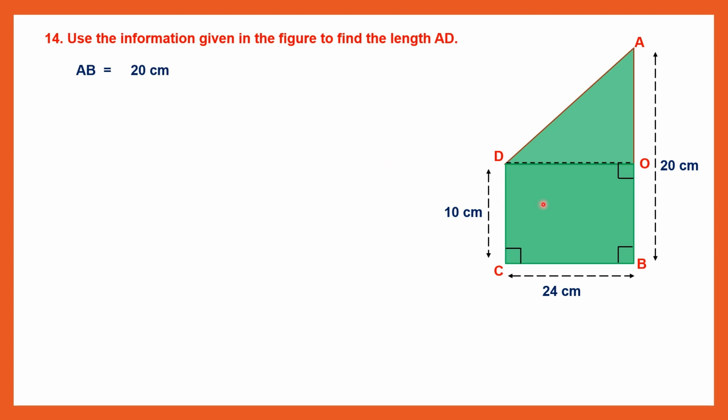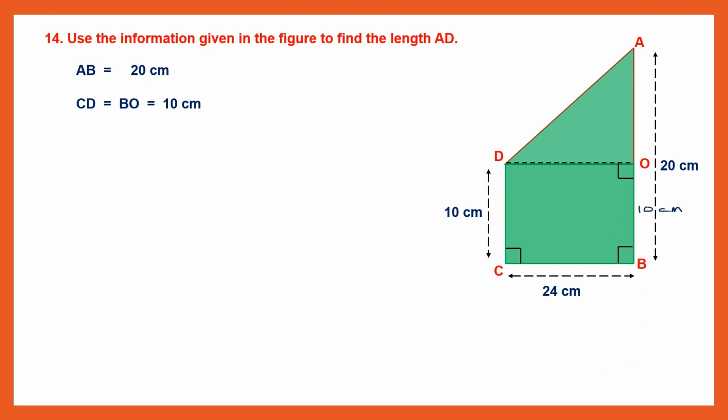Now AB is 20 centimeters. It's given, isn't it? AB is 20 centimeters. Now CD, can you see? CD is equal to OB or BO, and both are 10 centimeters. If it is 10 centimeters here, it will be 10 centimeters here also, isn't it? So let me write here. So this is also now 10 centimeters.